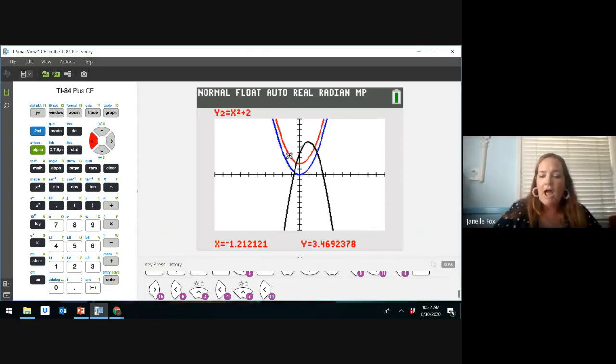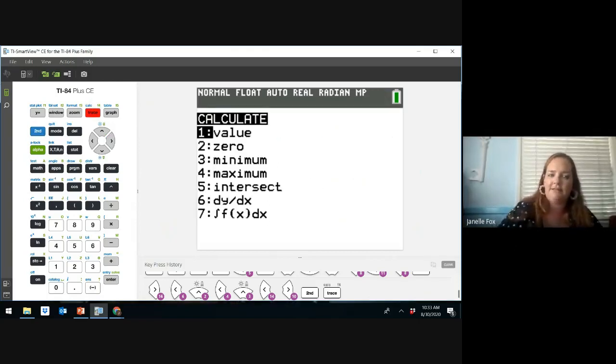All right, let's go ahead and practice. I'm going to throw an extra thing in there. Let's practice finding the x-intercept of a curve. So what I'm going to do first is, I'm not going to hit trace this time. Instead, I'm going to go second calculate.